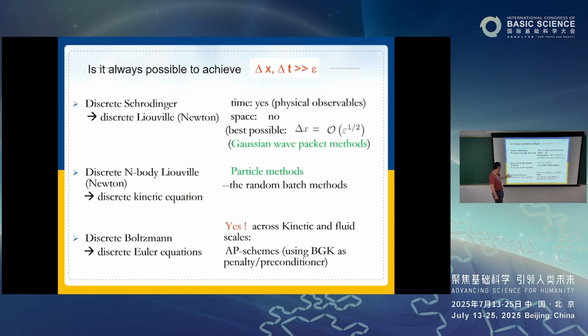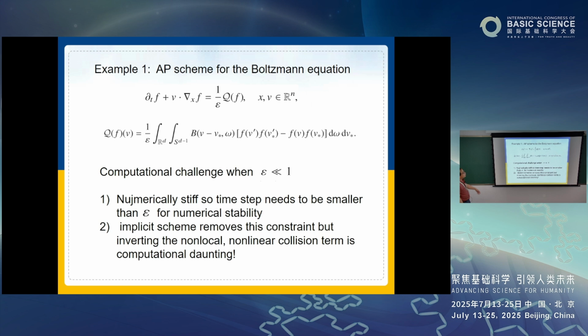And then from discrete Boltzmann to discrete fluid has been the most successful program, right? Essentially, we are able to design schemes which work for both kinetic and fluid equations, for delta x, delta t and delta v, for all the numerical parameters. So this, I also will talk a little bit about. Okay, so let me give you examples.